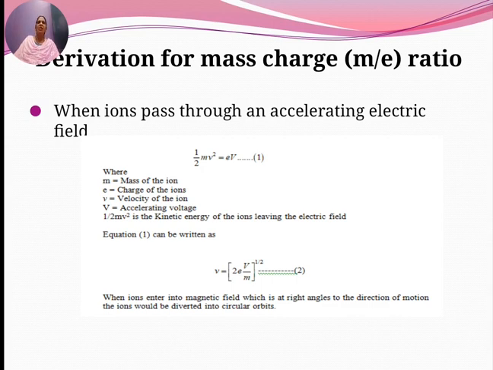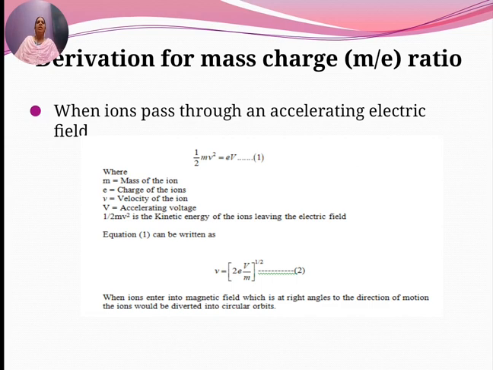So it is passing through the accelerating electric field. What happens? When ions pass through an accelerating electric field, they gain kinetic energy. So half mv square is the kinetic energy of the ion, and it is equal to eV. So half mv square is equal to eV, where m is the mass of the ion, e is the charge of the ion, small v is the velocity of the ion, and capital V is the accelerating voltage.